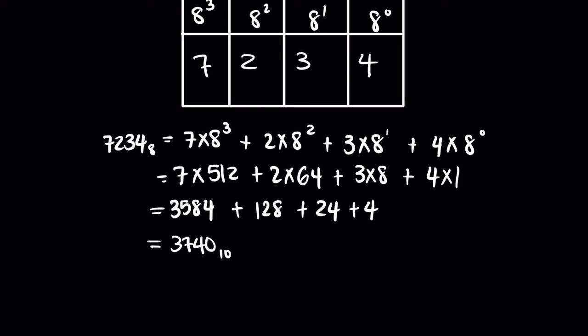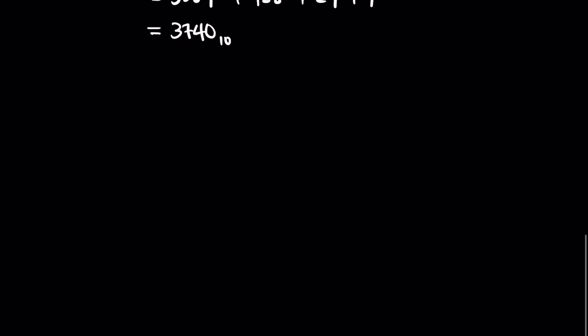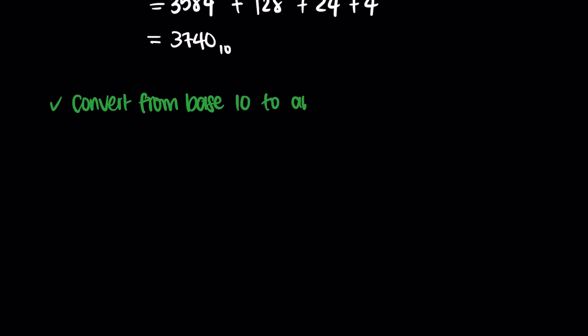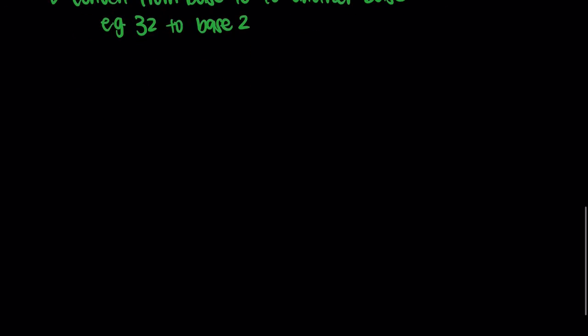So we know how to convert from any number to base 10. Next, we learn how to convert from base 10 to another base. So for example, 32 to base 2. We draw up a division table. That's the first thing we do. And then we say 32 divided by 2.